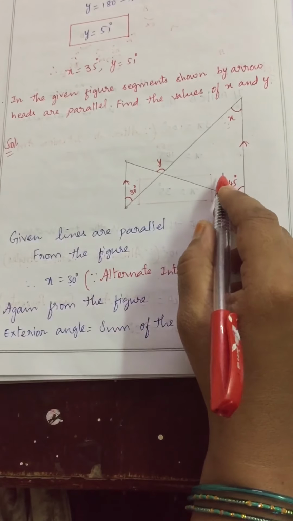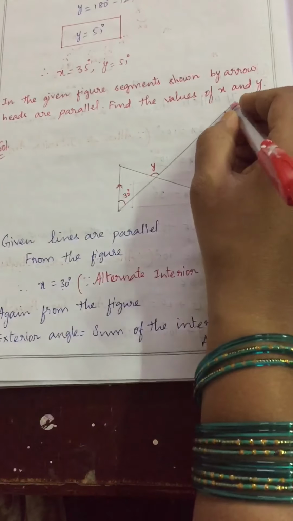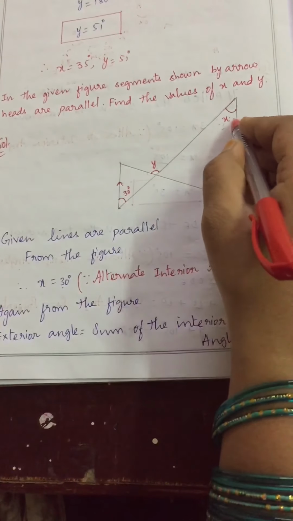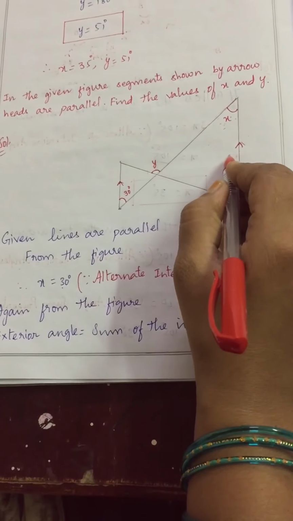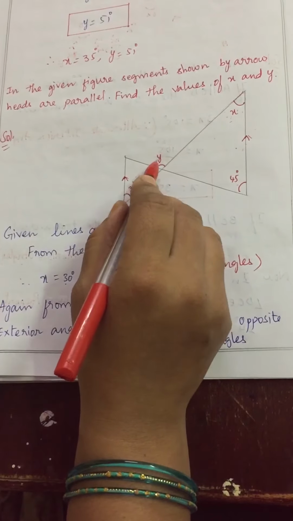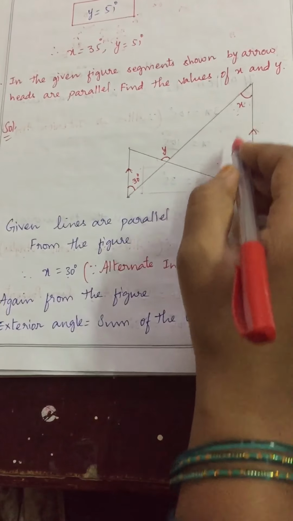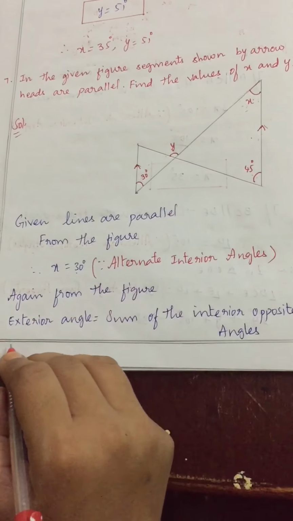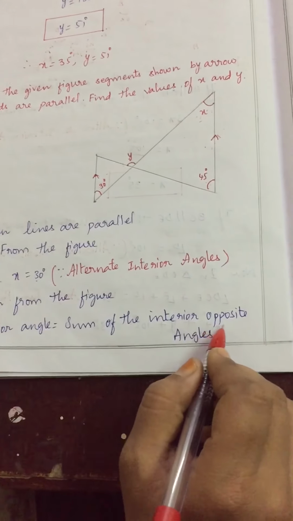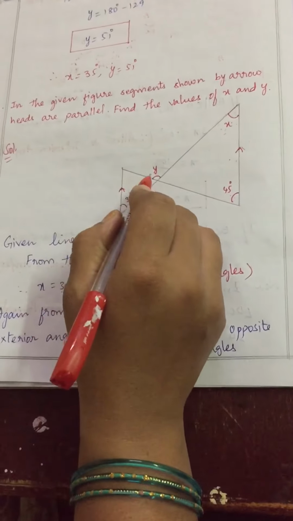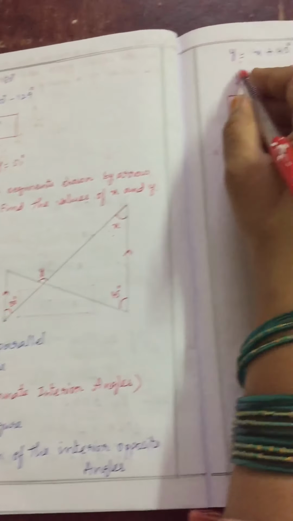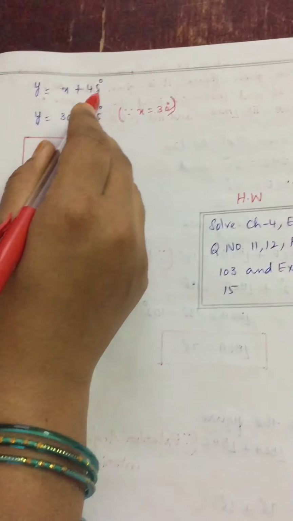Again you see the figure children. This x, as we are observing, this part is a triangle. So x and 45 are interior angles of this triangle and this y is the exterior angle. To this exterior angle, these two angles are interior opposite. So we have one formula which we discussed in the previous class. Exterior angle equals the sum of the interior opposite angles. That means y equals x plus 45. Clear children? So we are writing that only, y equals x plus 45.